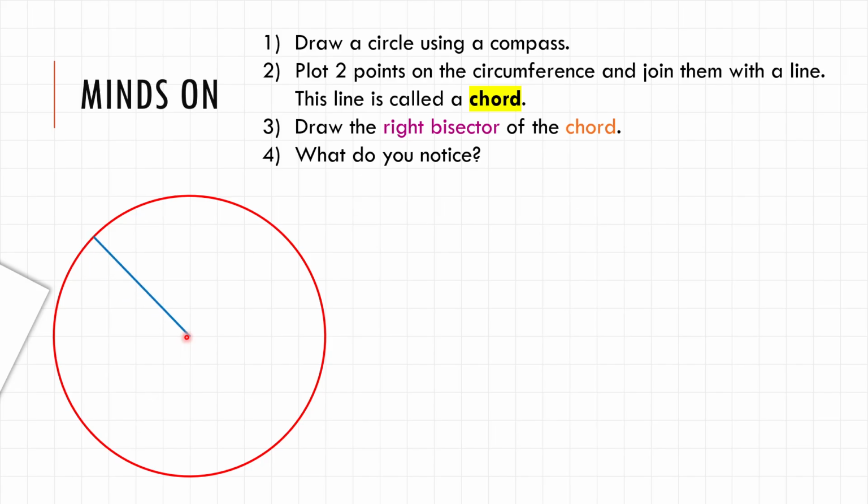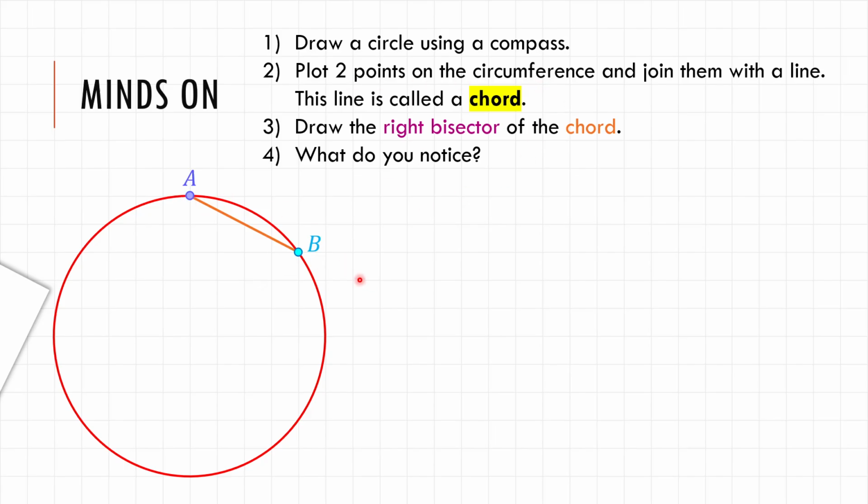Once you're done that, and pause the video at any point throughout these instructions if you need a little bit more time to complete your circle, I'd like you to plot 2 points anywhere along the circumference of the circle and join those 2 points with a line. So I've chosen to put one here and one over here, and I'm going to join those 2 points with a line, and this line is called a chord. A chord is a line that joins 2 points on the circumference of a circle.